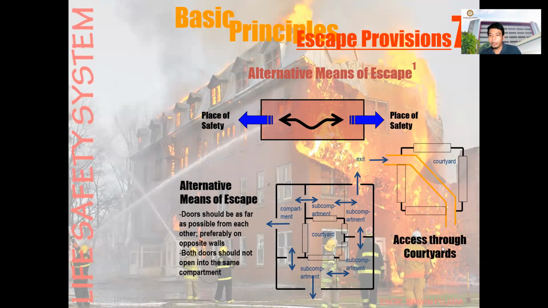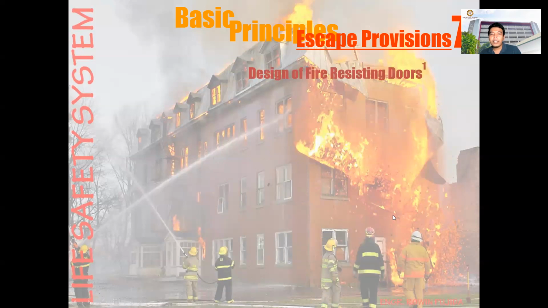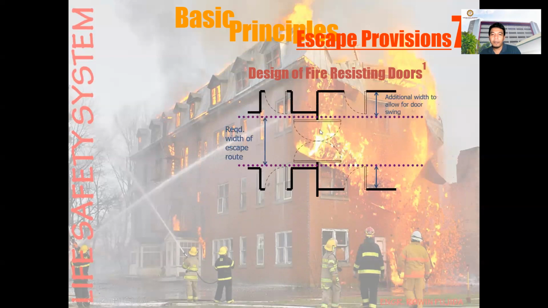Next, you have the access through the courtyard. The design of fire resisting door. The required width of escape route. So this is from the fire code, at least I think 2.4 meters. Required width of escape route. And then design width of the fire doors. So this is 1 meter. I think this is for 2 doors, that is 2 to 2.4 meters.